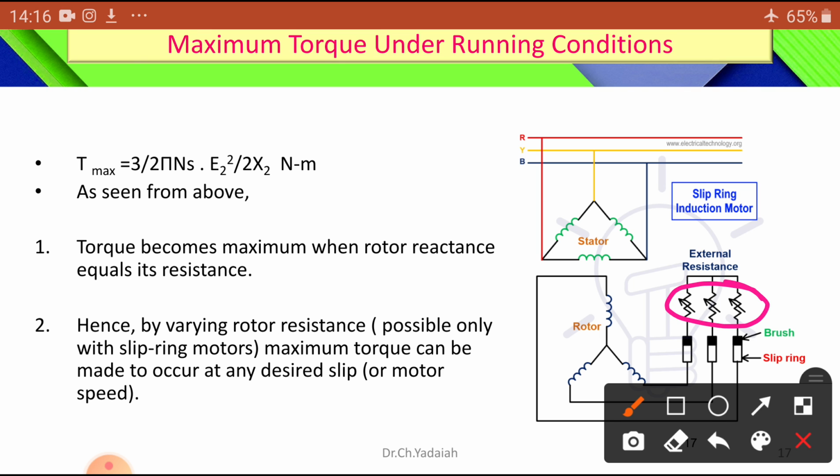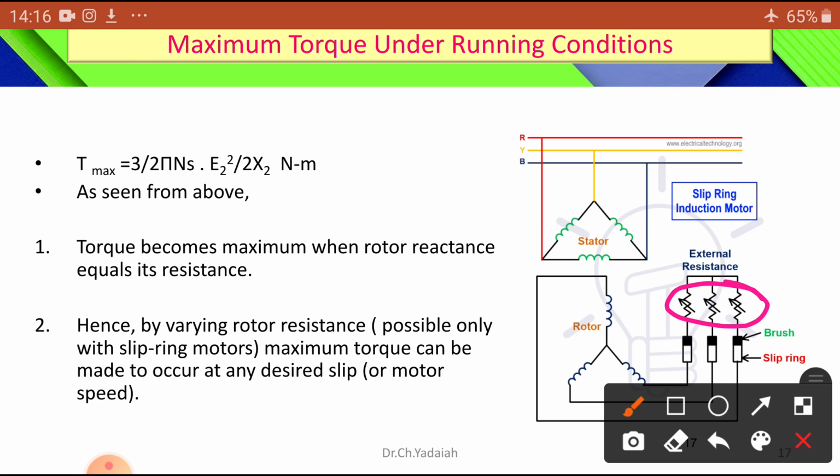So, that is the formula. Hence, by varying the rotor resistance, maximum torque can be made to occur at any desired slip. So, at any motor speed, the slip at which maximum torque occurs can be adjusted by adding some external resistance into the rotor circuit.